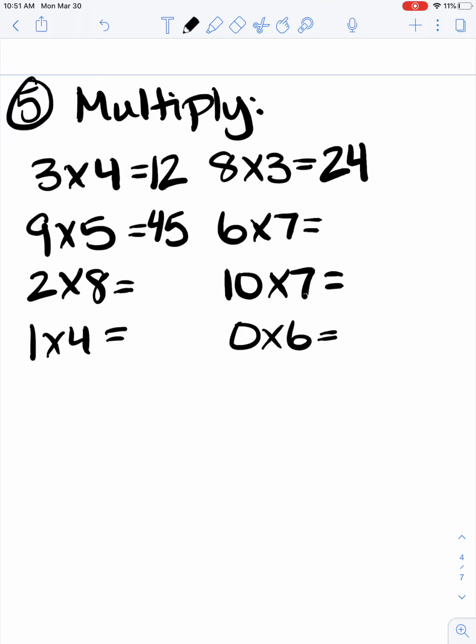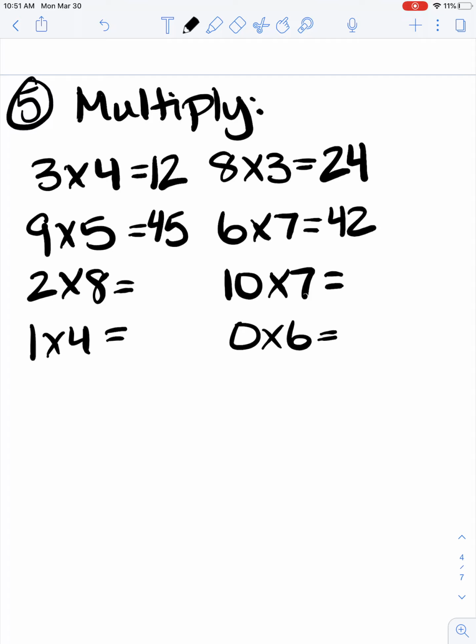6 times 7, 6 groups of 7. 7, 14, 21, 28, 35, 42. Now let's do 7 groups of 6. 6, 12, 18, 24, 30, 36, 42. Again, same answer.